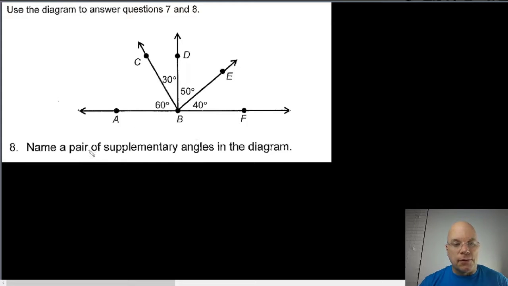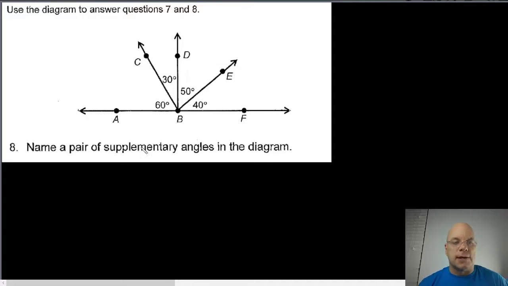Problem number 8 that I'm going to do with you asks you to name a pair of supplementary angles in the diagram. This is a little bit trickier because none of the angles that are labeled by their angle measurements will add up to 180 degrees. You can see just by glancing at it, you can see pairs of angles that will add up to 90 degrees. Like this angle is 60 and this angle is 30. So these two angles are complementary, but there are no two with the measurements shown that add up to 180.